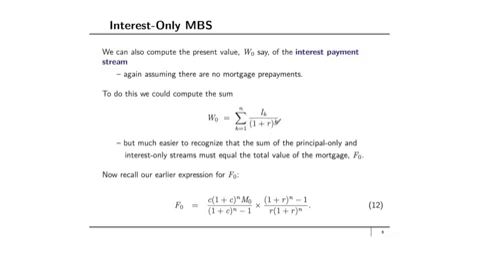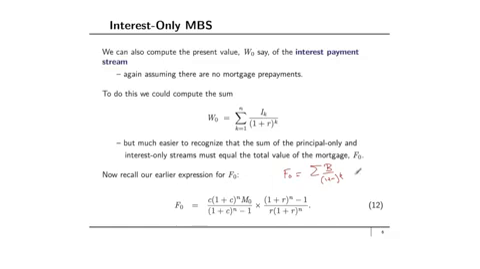Now we could calculate this, but in fact it's much easier to recognize that the sum of the principal-only payments and the interest-only payments must equal the total value of the mortgage F0, which we calculated in an earlier module. If we recall, F0 is the fair value of all the payments in the mortgages. So F0 was equal to the sum of the B's divided by 1 plus r to the power of k. And we actually calculated this expression earlier, and we found that F0 is equal to this.